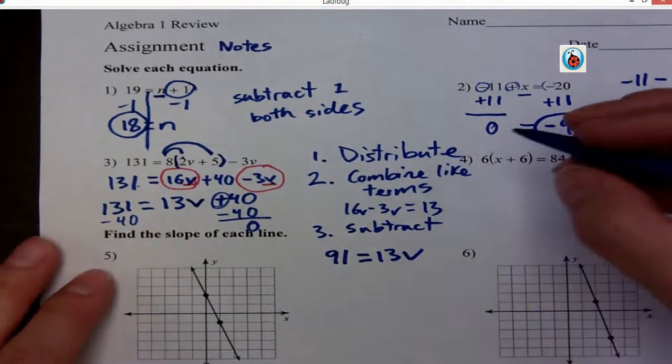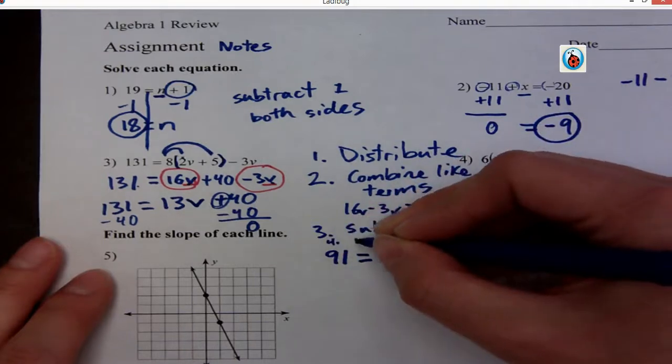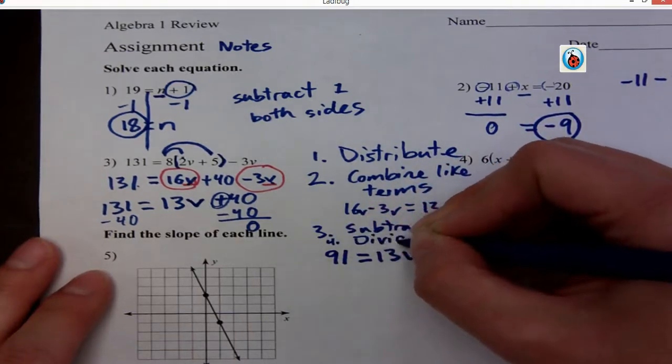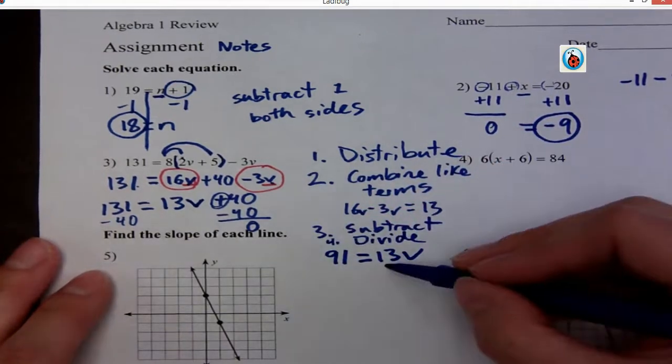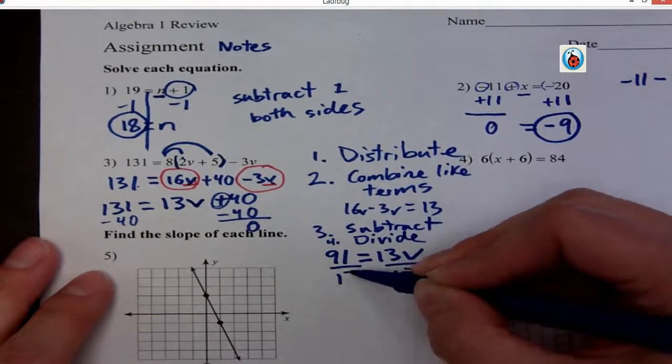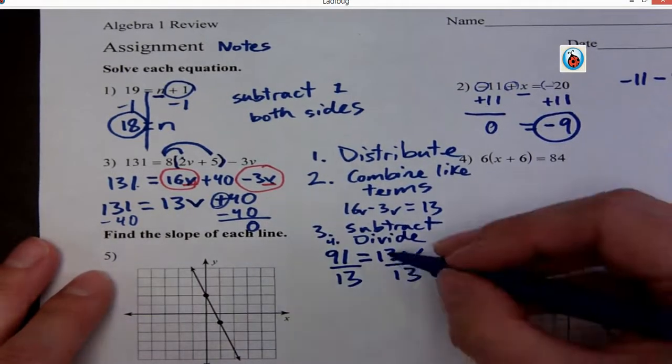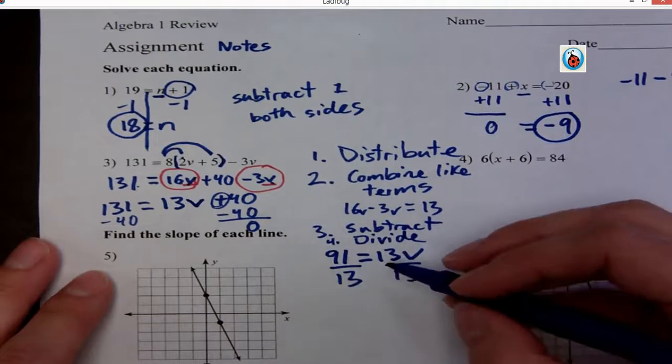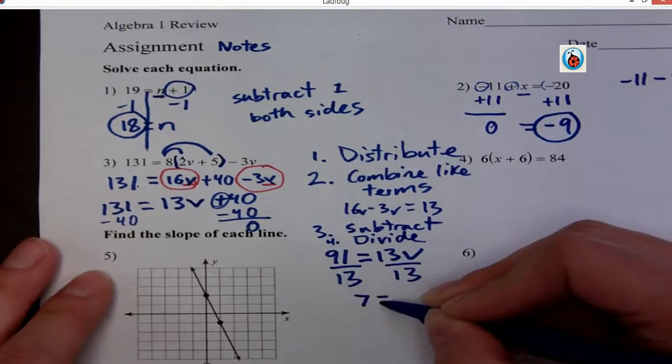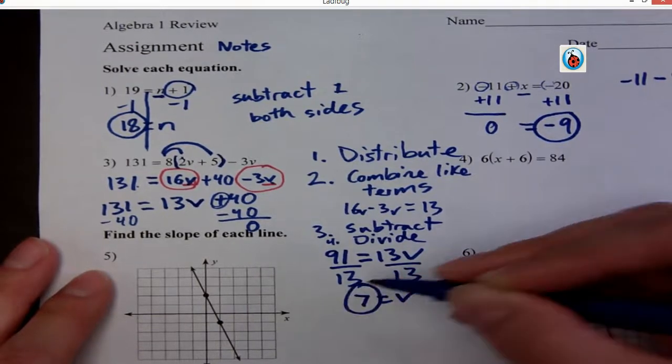And so then the last step, our step 4, is just to divide. And so we divide by 13. Divide's always what we do when they're joined, because that means 13 times v. And so that you can type into your calculator, it divides out to 7. And so our answer is 7.